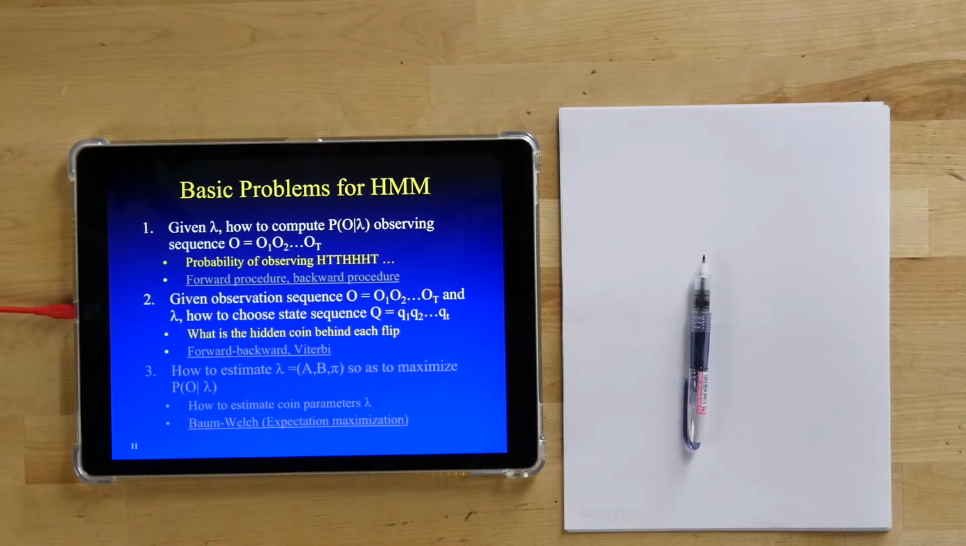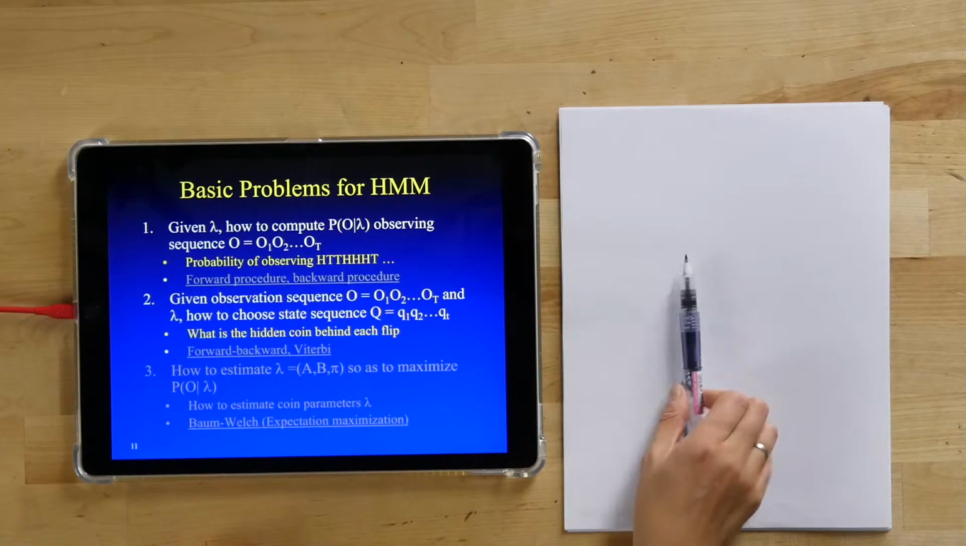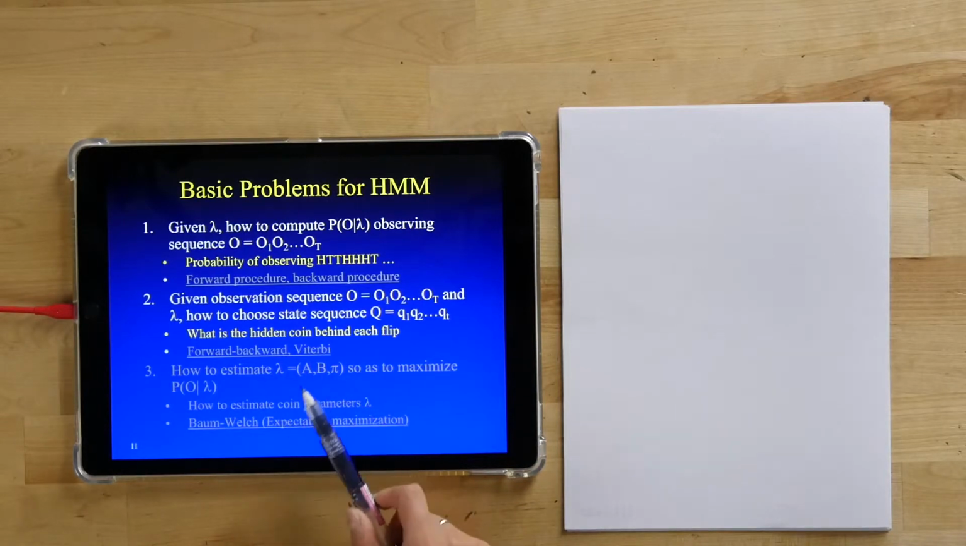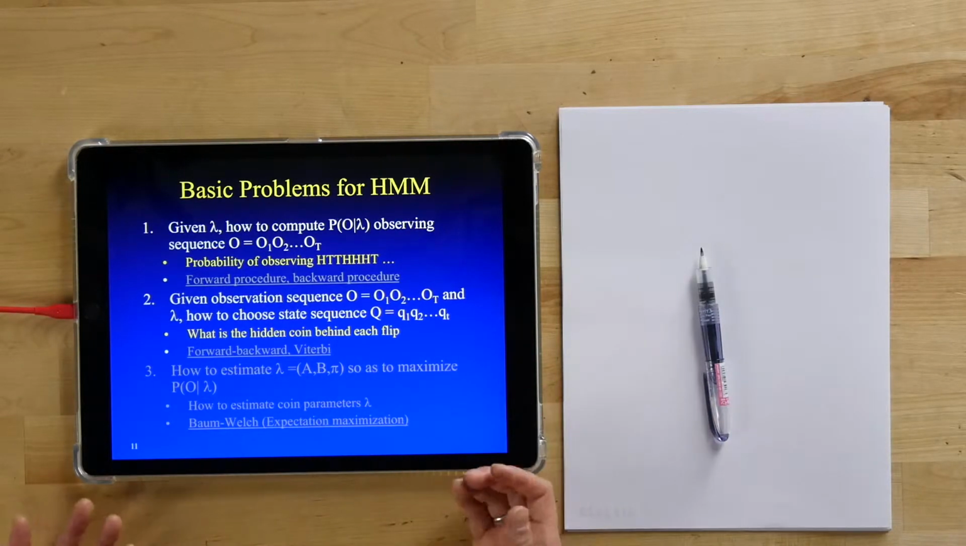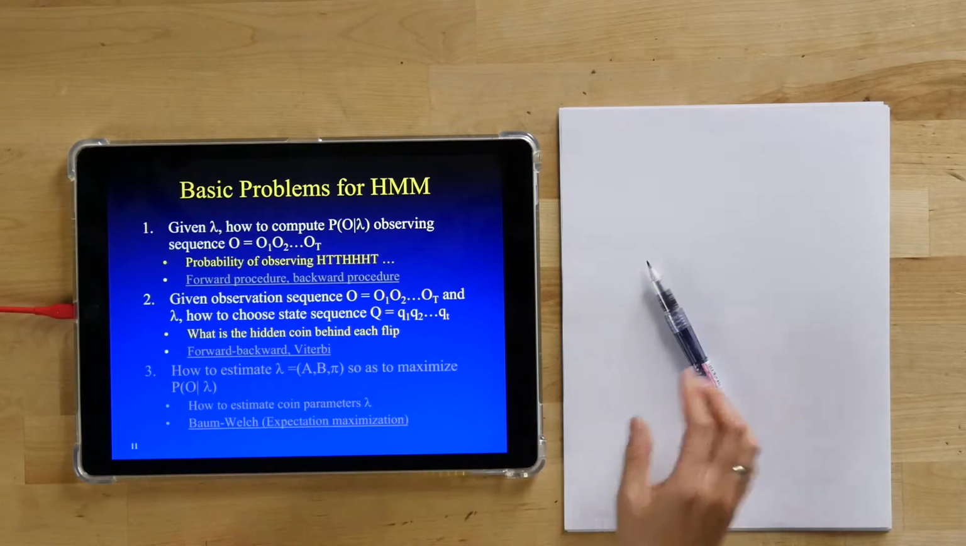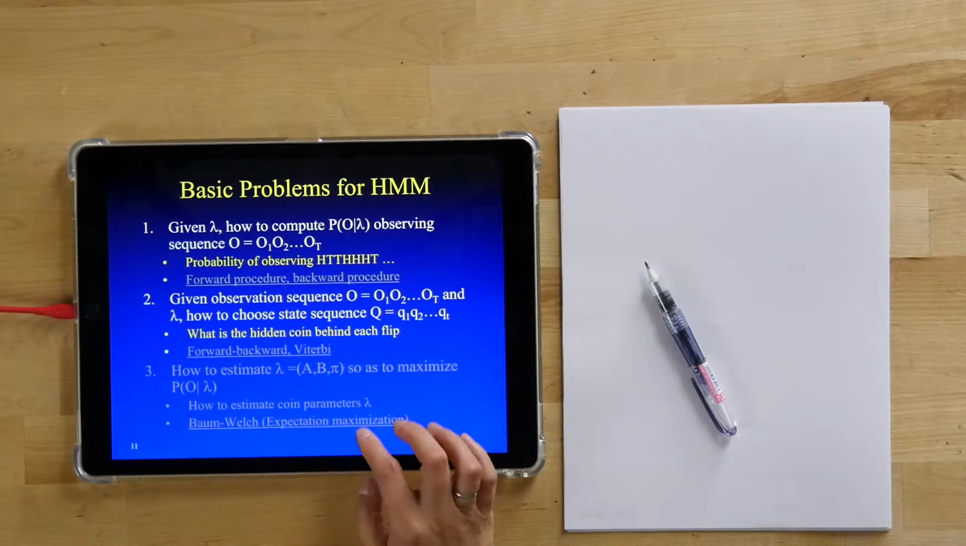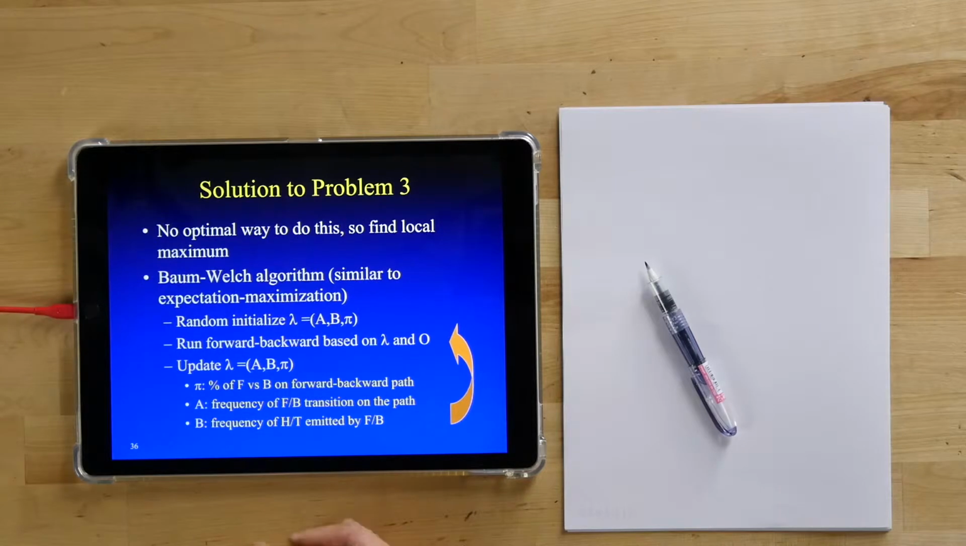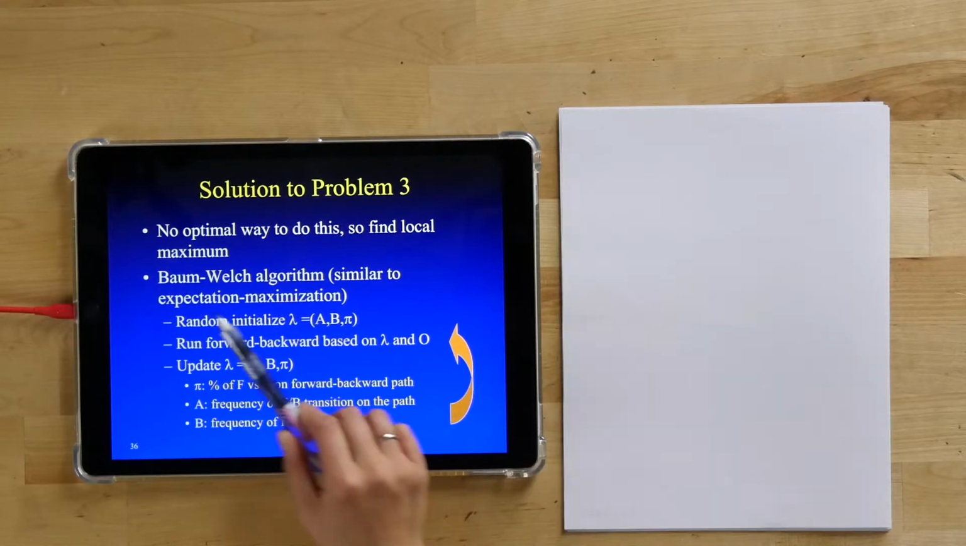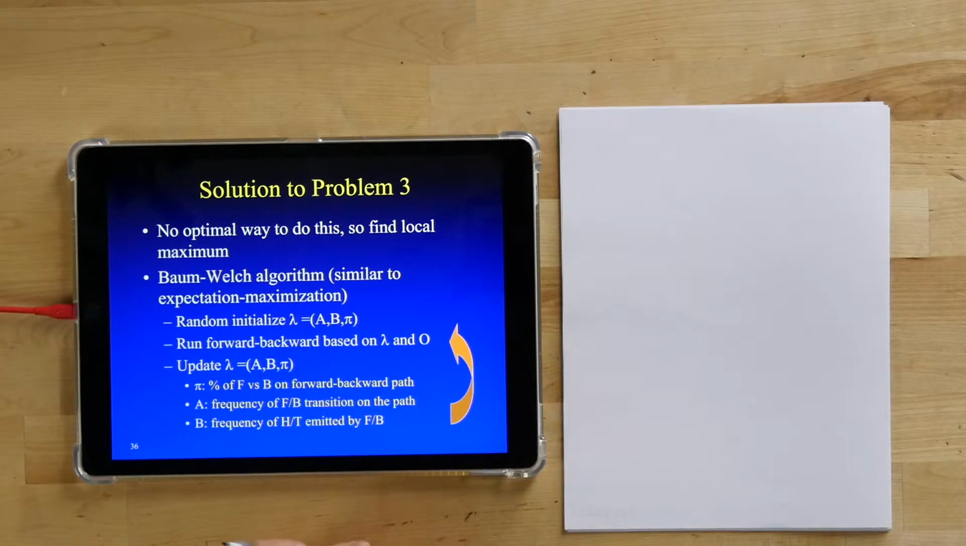The coins that are used are still hidden, but also all the parameters in this hidden Markov model are not given. And we have to estimate the parameters and also make guesses of what coins are being used. So you can imagine this is a much harder problem. And the solution for this is called the Baum-Welch algorithm. It's similar to the expectation maximization algorithm, which is used for transcription factor motif analysis.